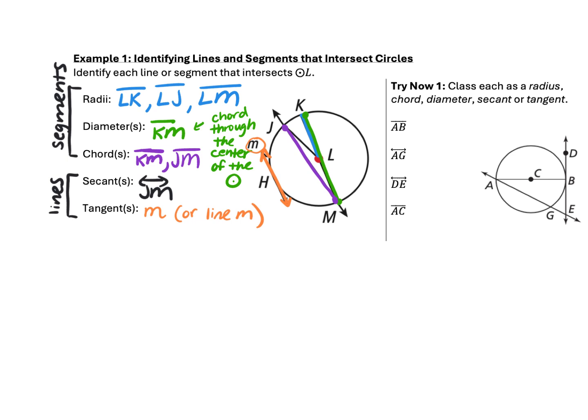For the try now example, you're going to do the reverse of what we just did in example 1. It gives you the name of the segment or line, and you're going to classify it as either a radius, chord, diameter, secant, or tangent. It's possible that something might be more than one of those. Please pause the video now and give that a try.